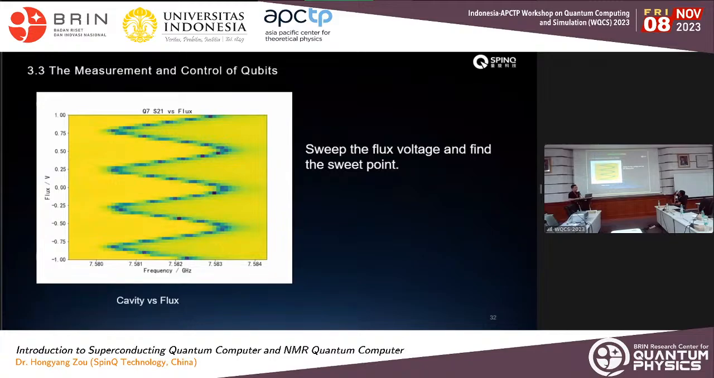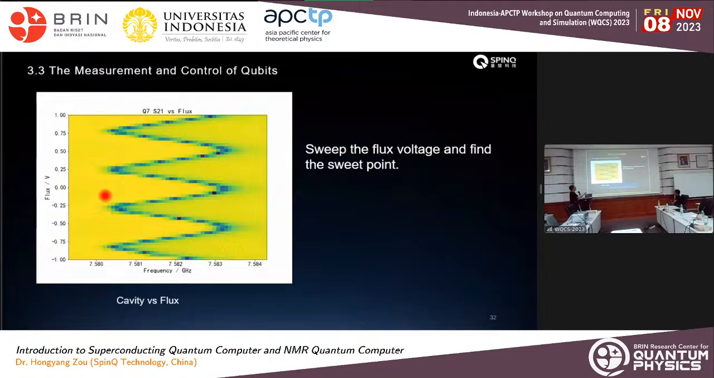Okay, then we sweep the flux voltage, or say the bias voltage. Then we try to find out where the sweet point is. Usually we use here or here. Compared with here, it's more stable: if your flux voltage changes by like 1 microvolt, here it's more stable.